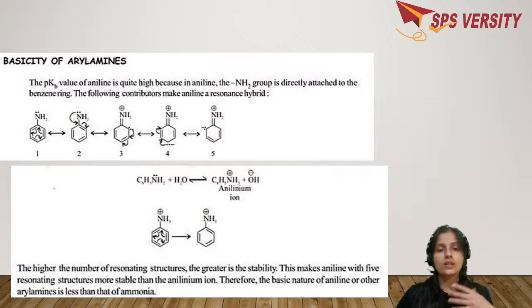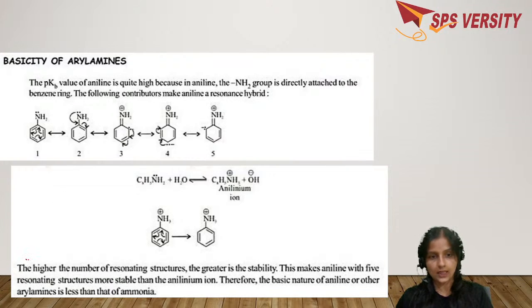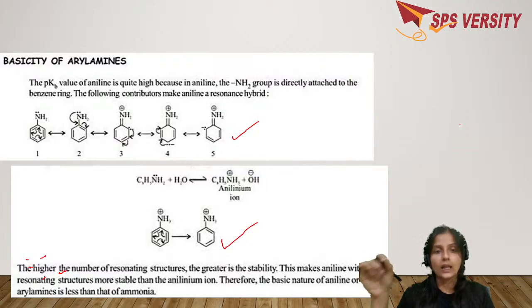Now, more is the number of resonating structures, more will be the stability. If you compare the anilinium ion, there are only two resonating structures, as shown in this figure. If you take the aniline, there are five resonating structures, because of which aniline is more stable than the anilinium ion.